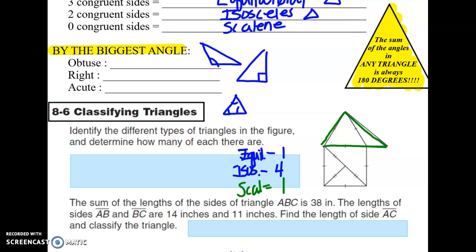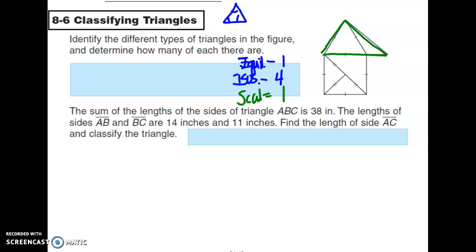Okay, the last one says the sum of the lengths of the three sides of a triangle ABC is 38 inches. I'm trying to move this down. The lengths of sides AB and BC are 14 inches and 11 inches. Find the length of side AC and classify the triangle.